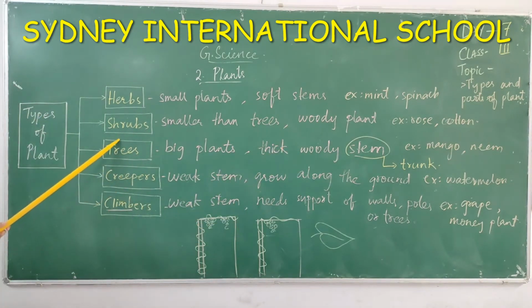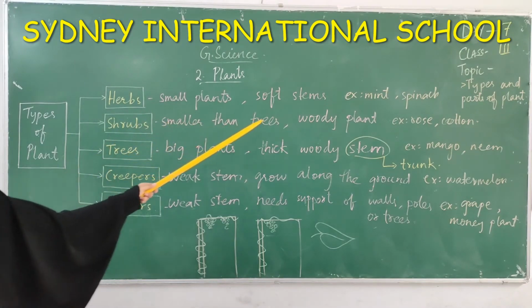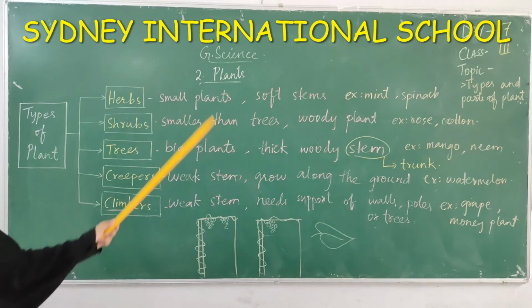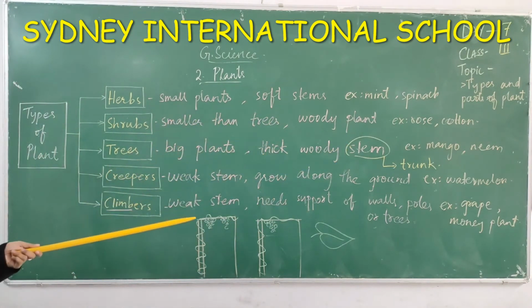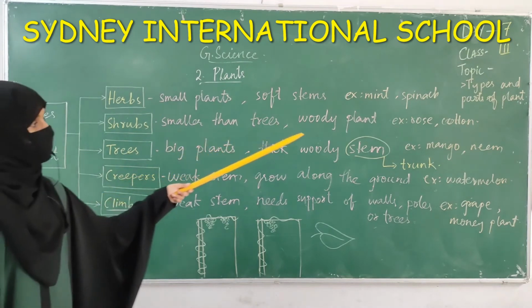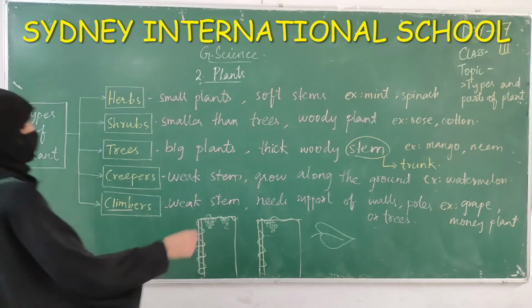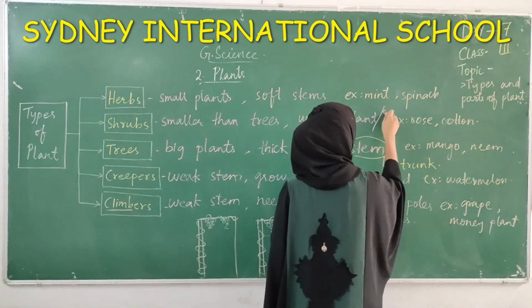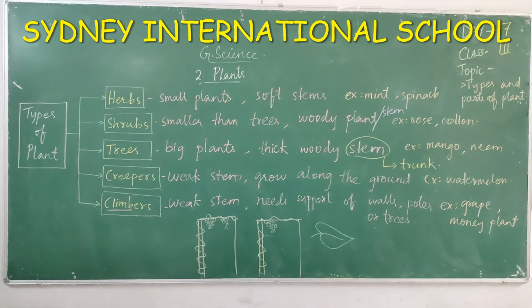Next, shrubs. Shrubs are smaller than trees and they have woody stems or they are woody plants. Because we explained woody stems everywhere, I'll write woody stems only for you. Woody plant or have woody stem. Okay? Next. Example, rose and cotton.